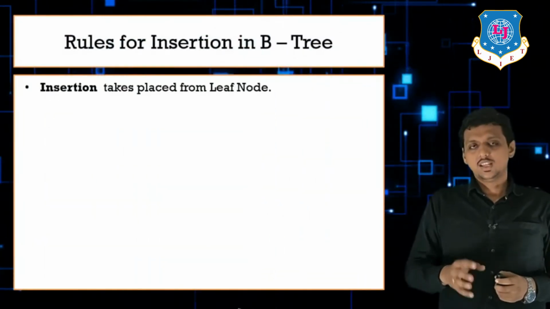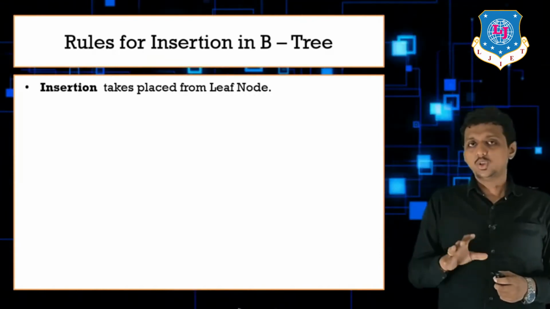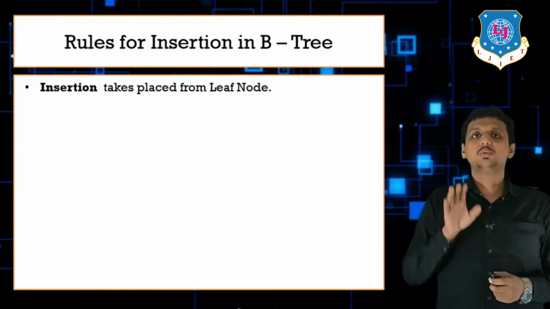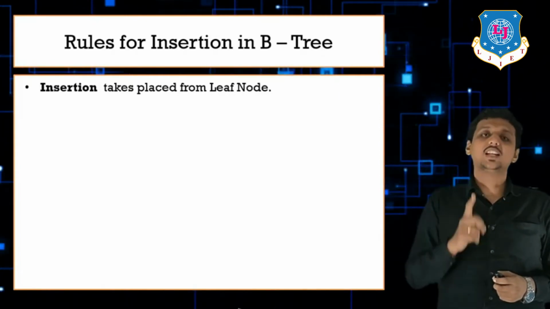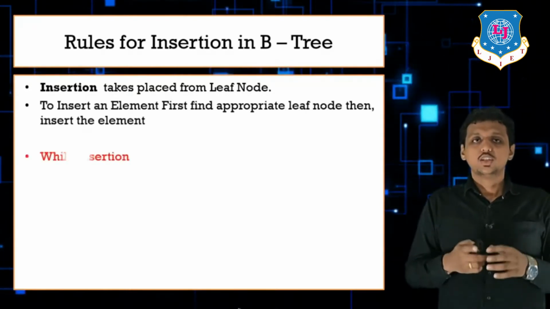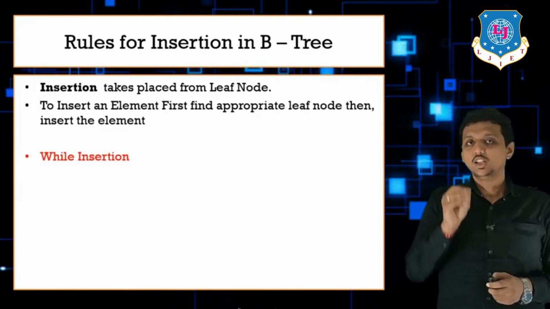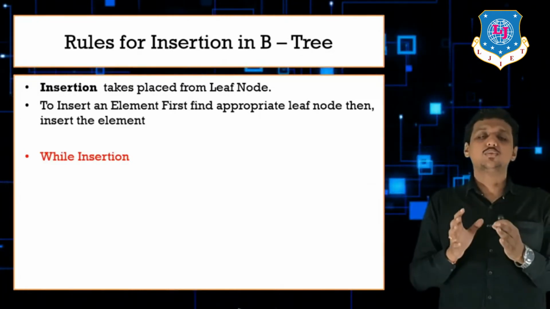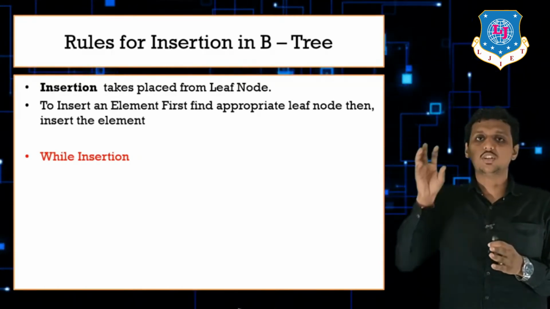Students, the insertion in a B-tree takes place from the leaf node. Whenever you want to perform any operation on a B-tree, it must start from the leaf node. Always remember that insertion and deletion start from the leaf node. To insert an element, first you need to find the appropriate leaf node, the position of the node where we need to insert our new element, and then do the insertion.